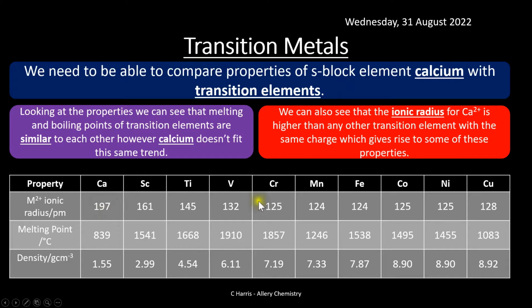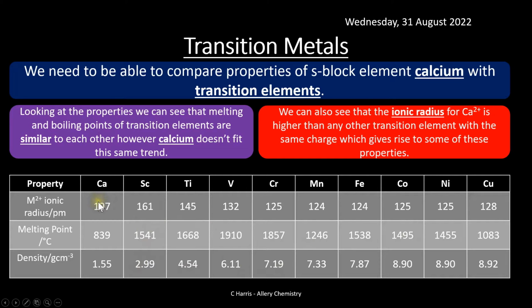If we scan across the side there, this gives rise to some of these properties as well. So if you're looking at the melting point of calcium, it's obviously a bit lower. Transition metals can form metallic bonding all the way across here. The melting point is higher, and they're a little bit more dense as well, so they've got a higher density. They can pack together quite a bit more.